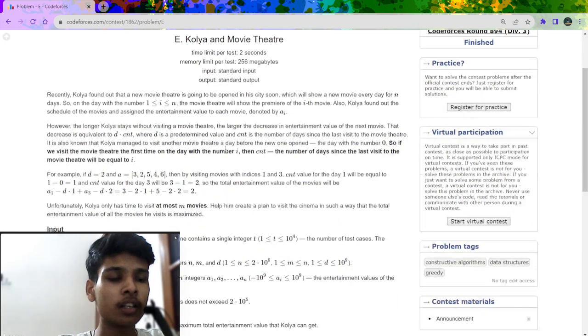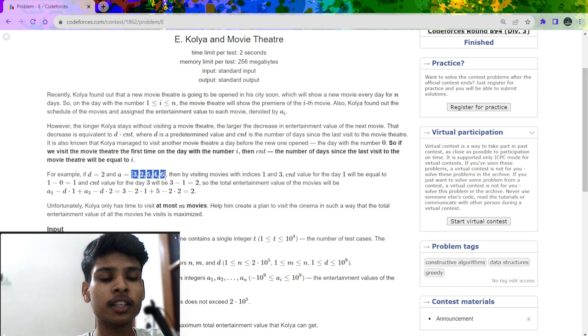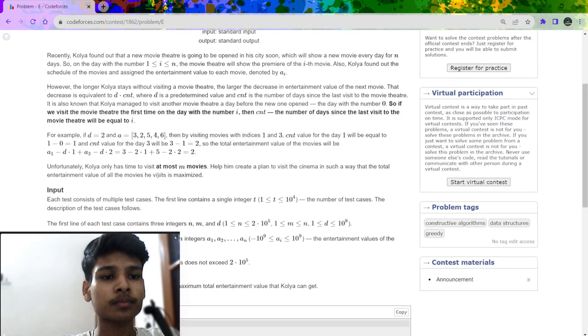Koya and the Movie Theater. The problem says that there is a girl named Koya and a total of n days are given to us. We are given the entertainment value of the movie which premiered on the ith day. If Koya goes to watch a movie on day i1, and the next time she goes to a movie on day i2, then we can simply add the entertainment values of both days, meaning a[i1] plus a[i2].